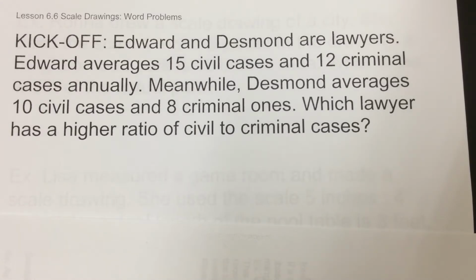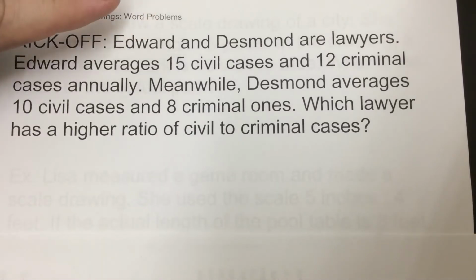We're going to compare these where Edward and Desmond are lawyers. Edward averages 15 civil cases and 12 criminal cases annually. Meanwhile, Desmond averages 10 civil cases to 8 criminal ones. Which lawyer has a higher ratio of civil to criminal? So again, we're looking at that ratio and comparing them.